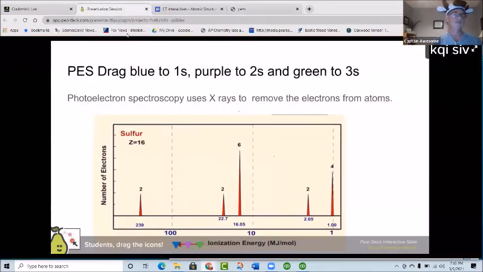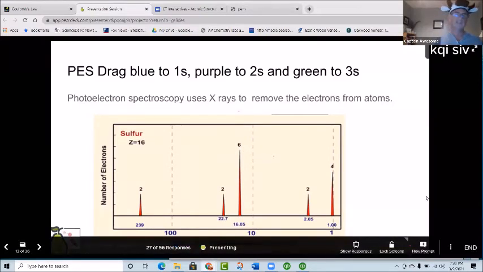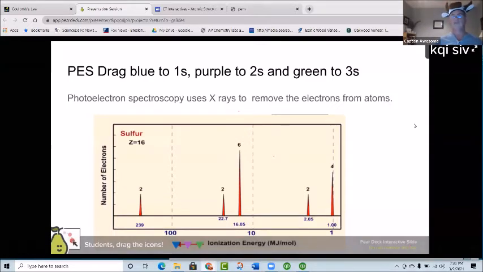So if you go back to the Pear Deck presentation, what I want you to do is you ought to be able to drag icons. The blue one to where you think the 1s electrons are. Drag the purple icon to where you think the 2s electrons are. And drag the green icon to where you think the 3s electrons are, based on what we just said.